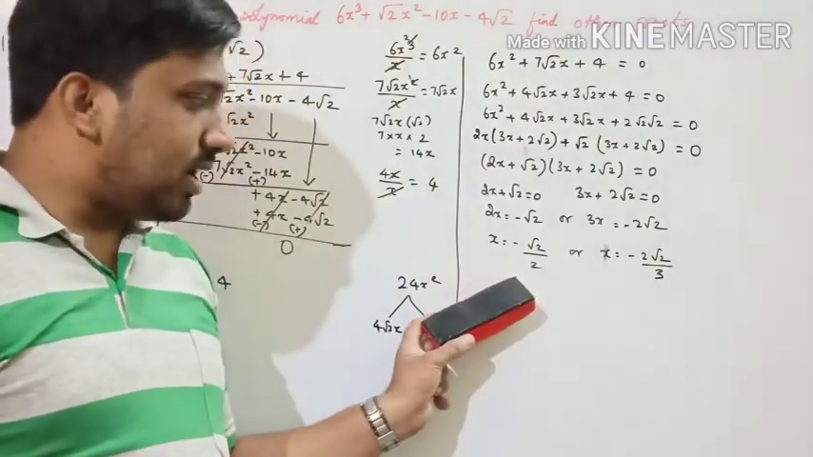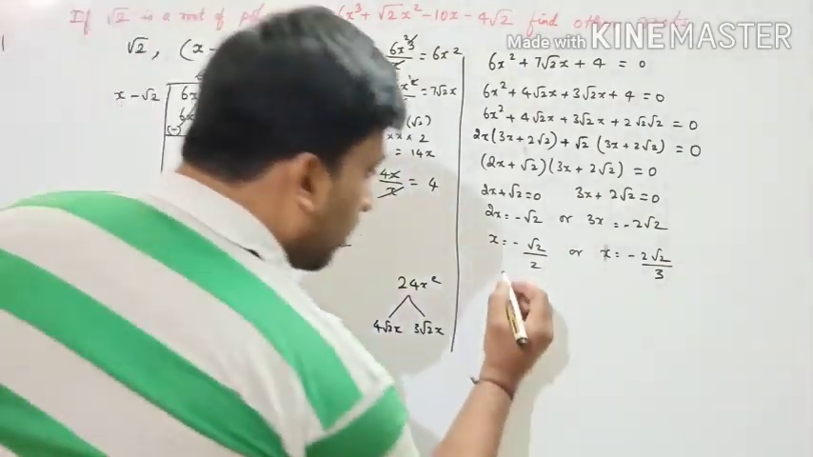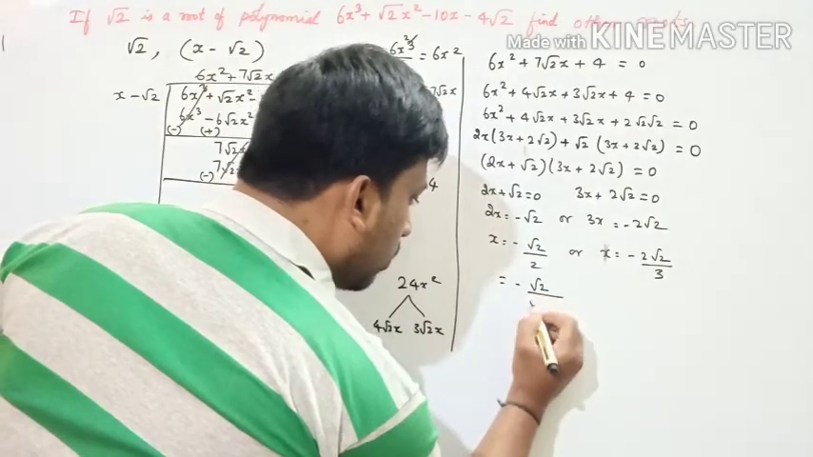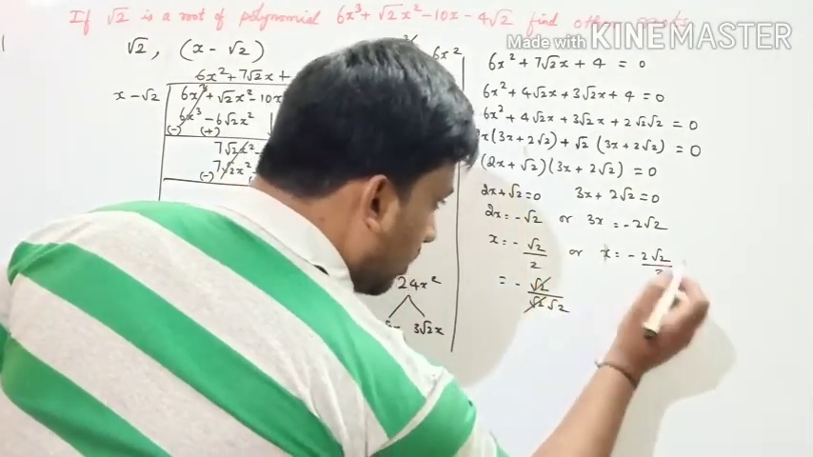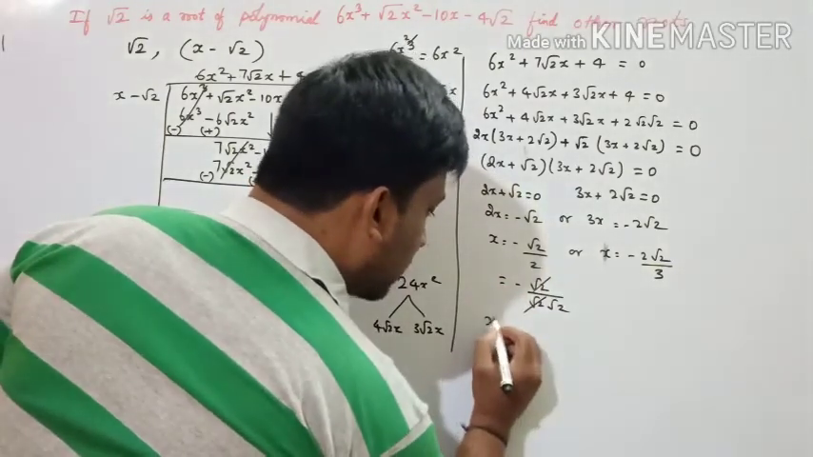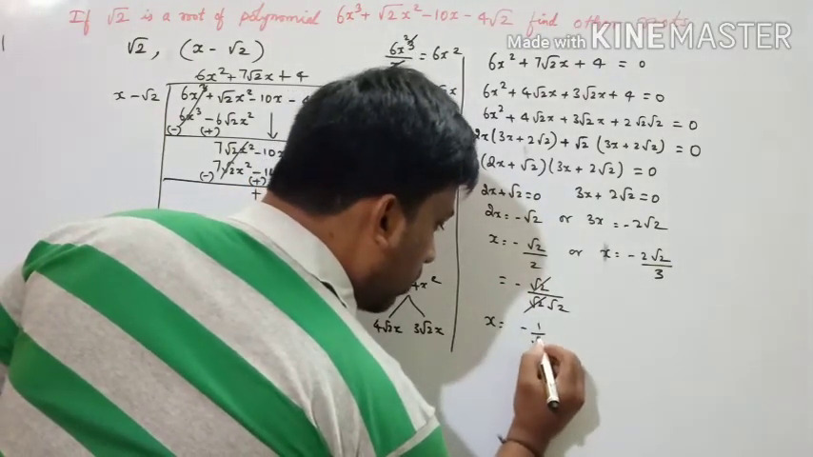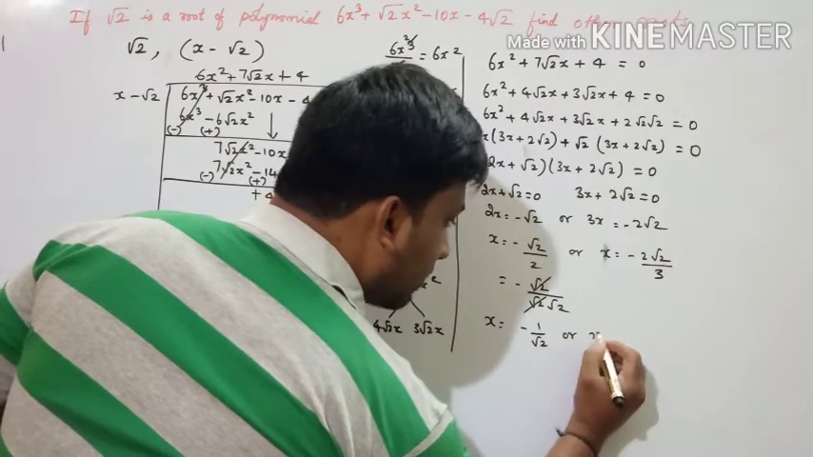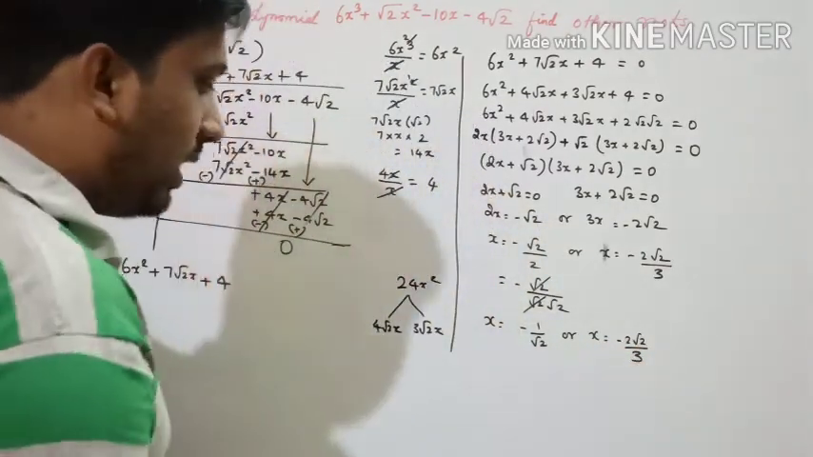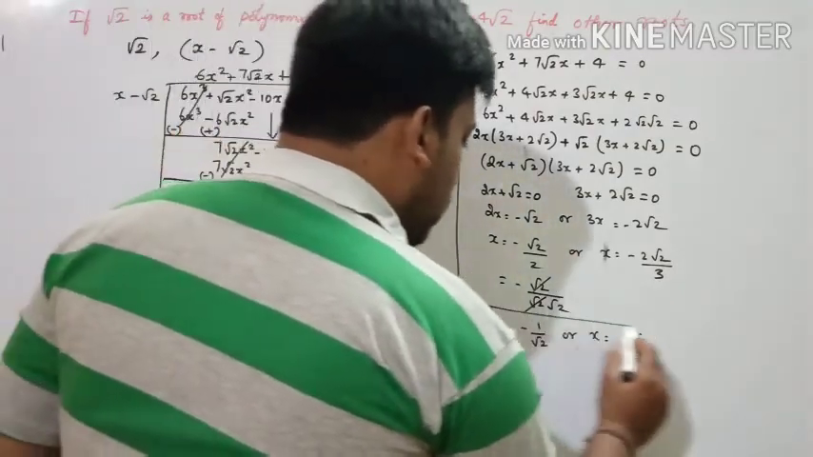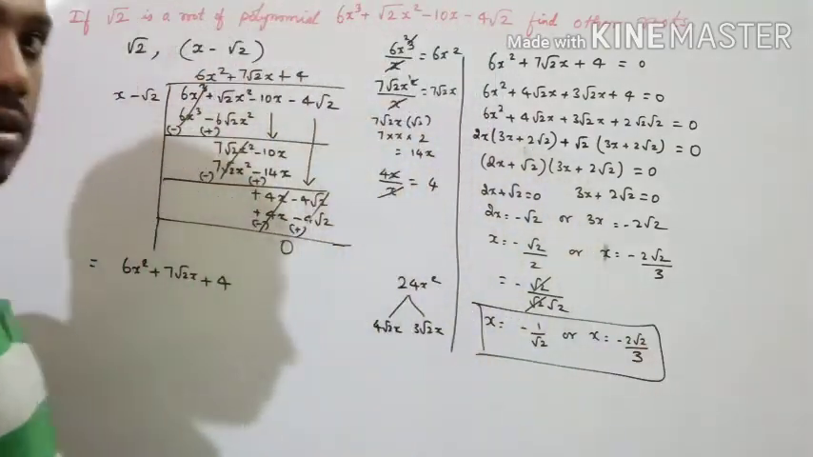So these, you can take further like this is minus root 2 by root 2 into root 2. Root 2 cancels, and here you keep it as it is. So x is equal to minus 1 by root 2 or x is equal to minus 2 root 2 by 3. So these are the roots what we found.